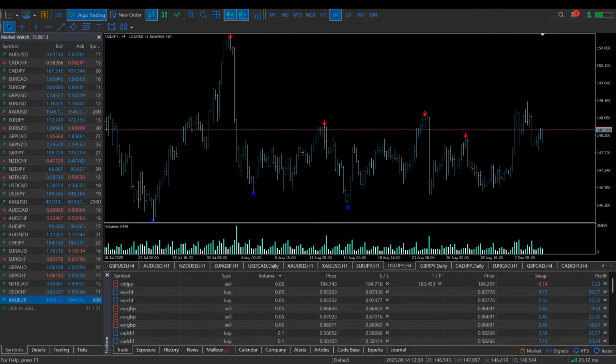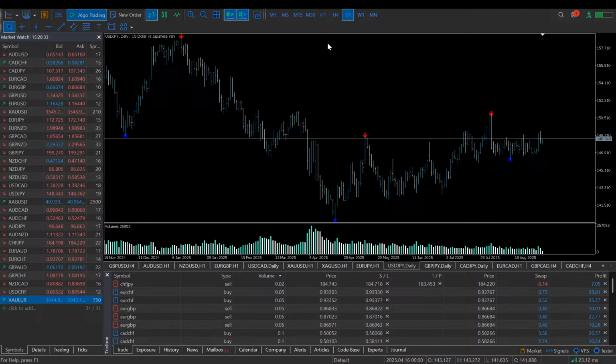All right. Let's jump on USD that we have right now on the chart. Let's see what we can do with this. I'm on the daily time frame. You all know I've been waiting for a buy trade on USD/JPY.